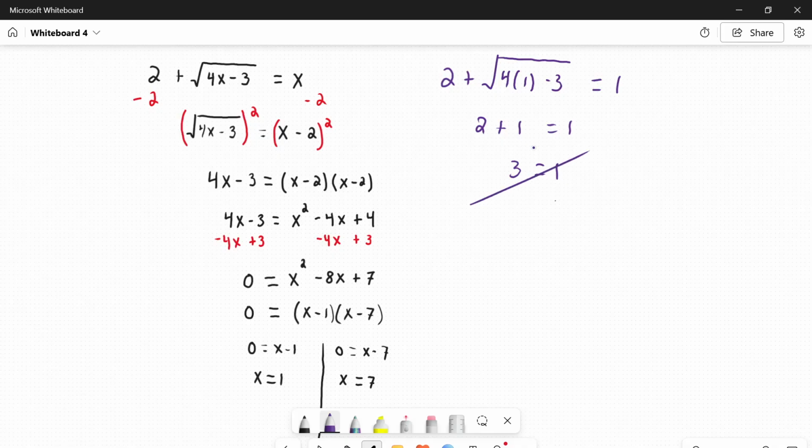That doesn't make any sense. That means that this is an extraneous solution. So yeah, I got an unbalanced equation. I'm not going to keep this as my answer. X equals 7 is probably the only answer. I'm still going to plug in and verify.